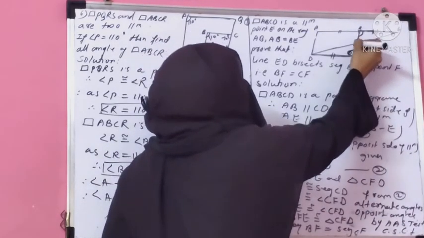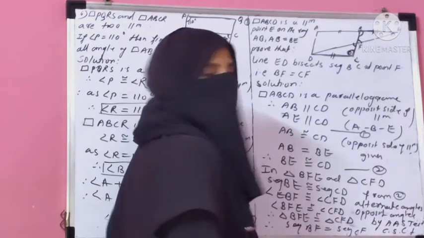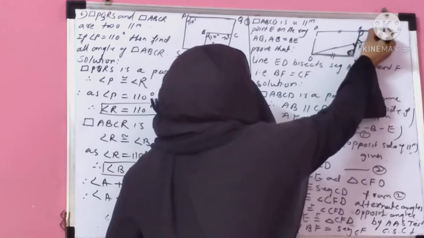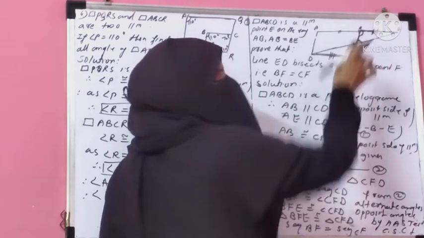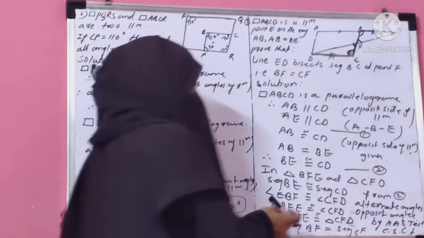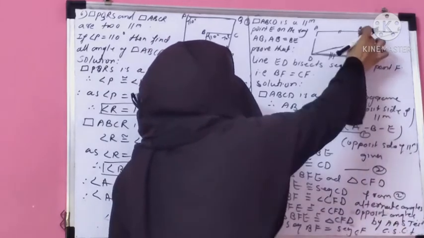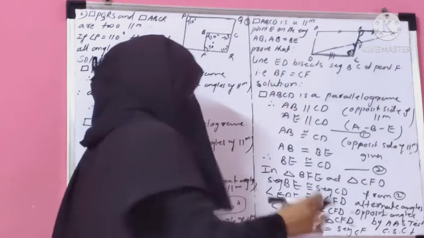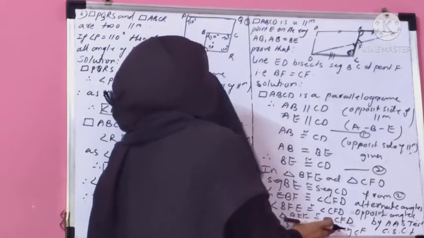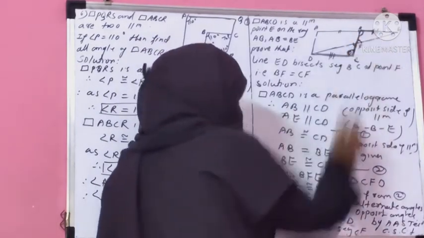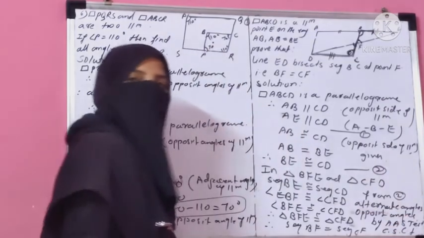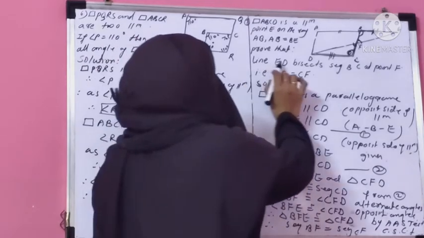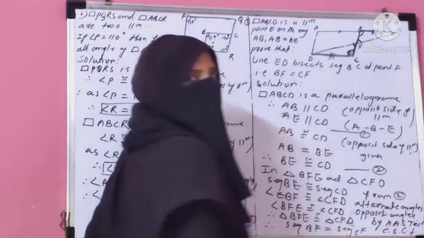Now these are the vertically opposite angles, and vertically opposite angles are congruent. And these two are the alternate angles. As we proved, these two lines are parallel, so these two are the alternate angles, and alternate angles are congruent. So therefore, by AAS test, these two triangles are congruent. If these two triangles are congruent, then BF is equal to CF, corresponding sides of congruent triangles. So therefore, write the final answer: line ED bisects segment BC at point F.